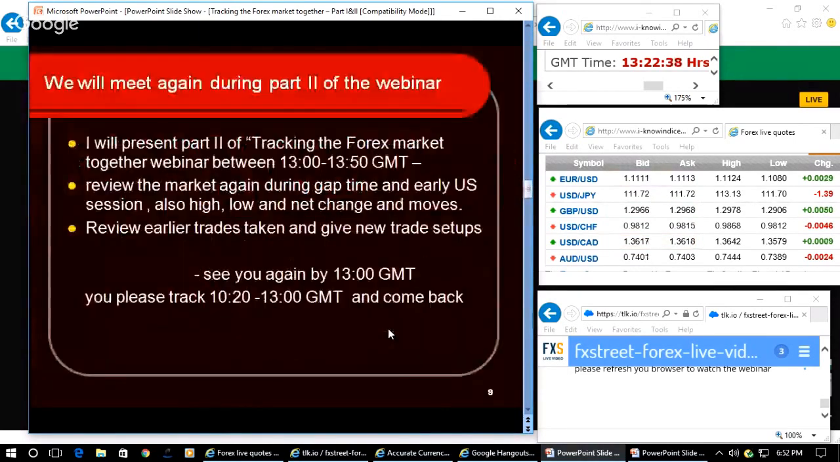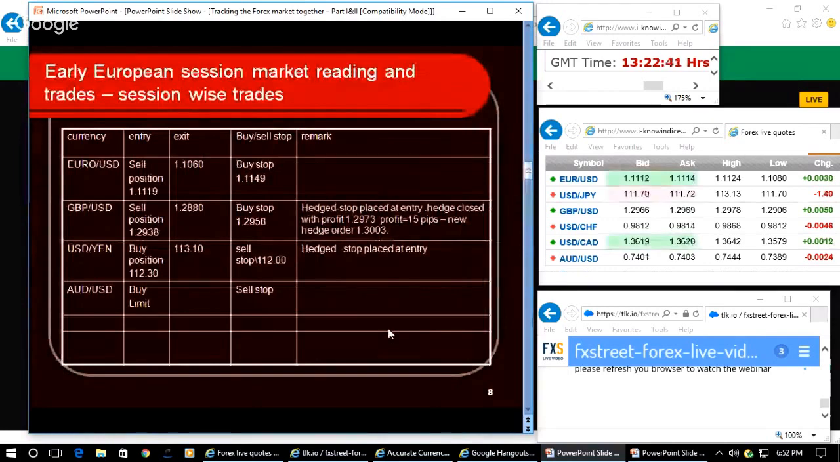So if you look into the positions I have taken, euro is now in the money; it has come down slowly. And in the case of GBP, they are still holding around the 1.2966 level, and the hedging is there at 1.3003.